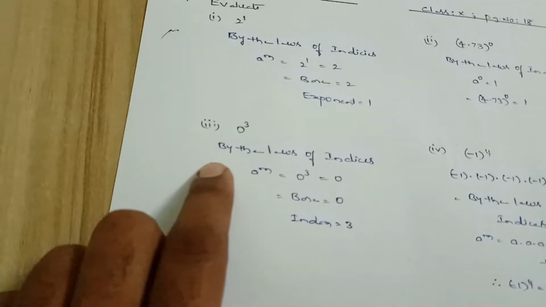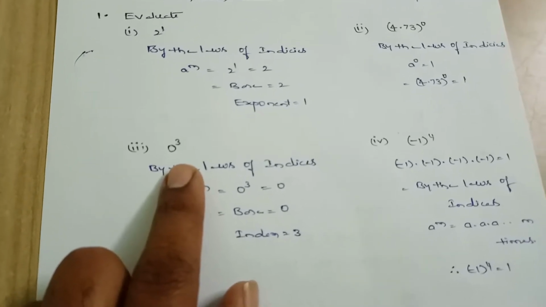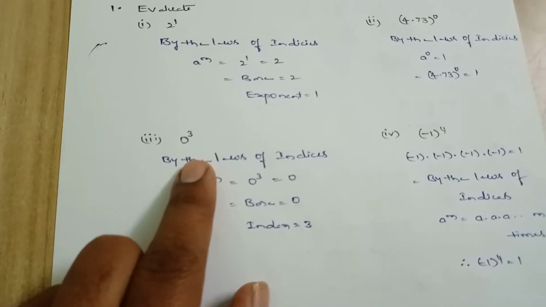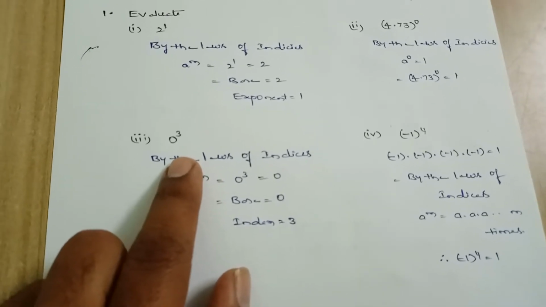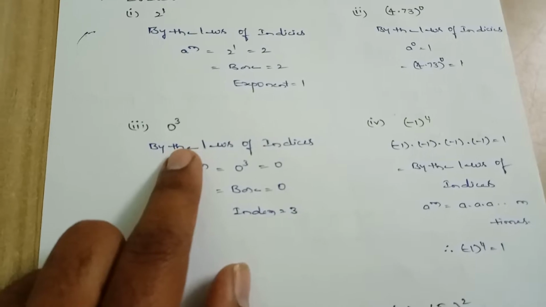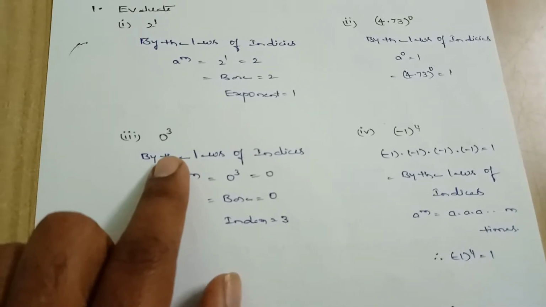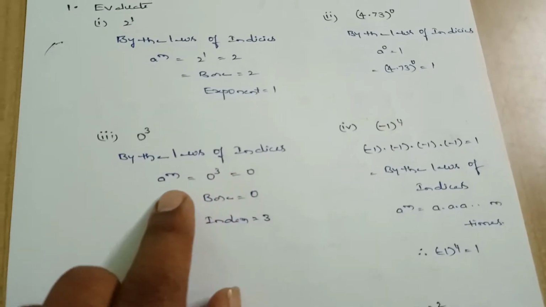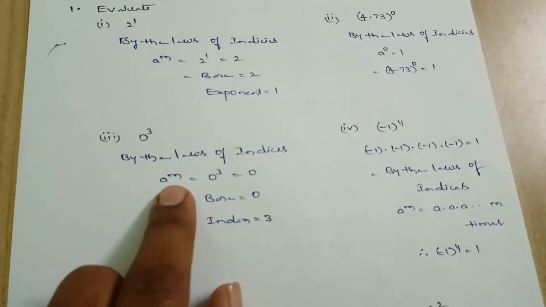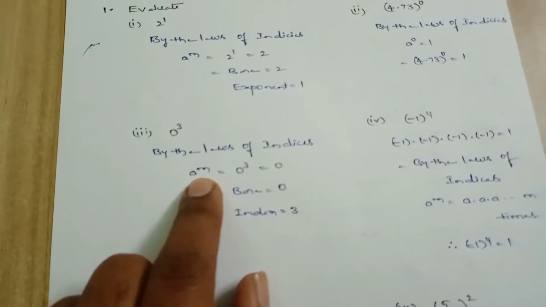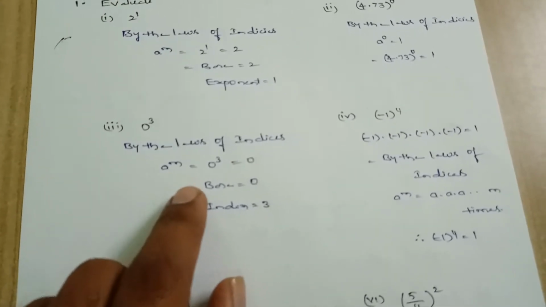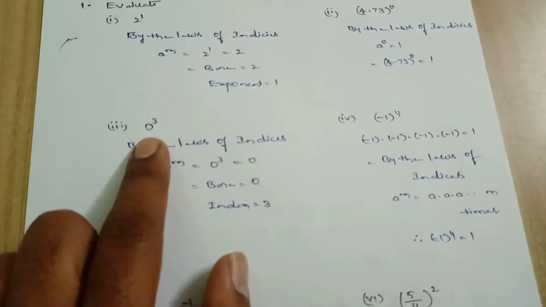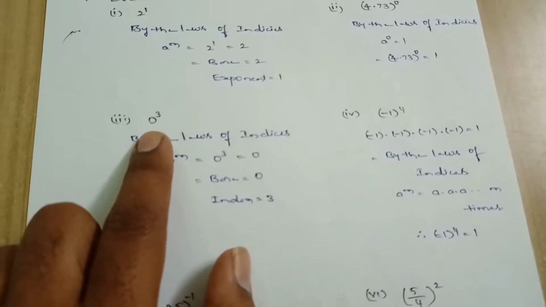Coming to what is given, 0 power 3. According to the laws of indices, because we are using the laws of indices, mention according to that rule, 0 power 3. It is in the form of a power m, where base is 0 and exponent is 3. The value will be 0, right? 0 cube means 0 is repeated 3 times. 0 into 0 into 0 is 0, that equals 0.